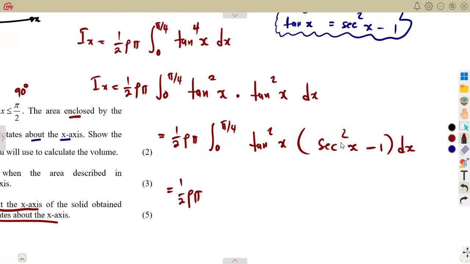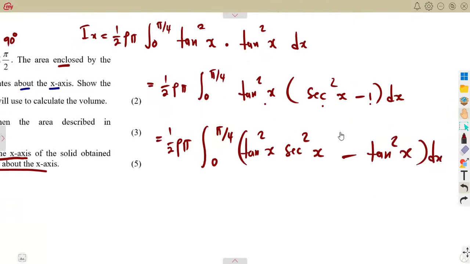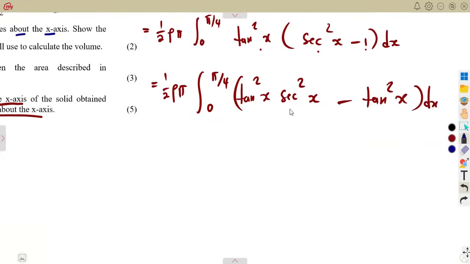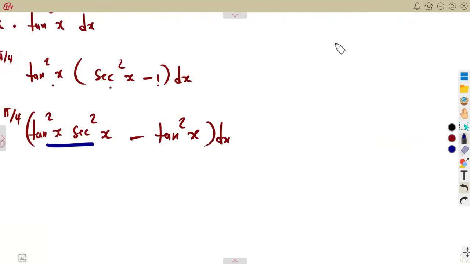All right, so remember, you're going to expand and use the substitution method on the first part. The tan and the sec, that is going to be tan squared x sec squared x. The tan and the minus 1, that will be minus tan squared x. Okay, so you're going to integrate with respect to x. This first part, we need the substitution method. So we can just try to apply our substitution method.